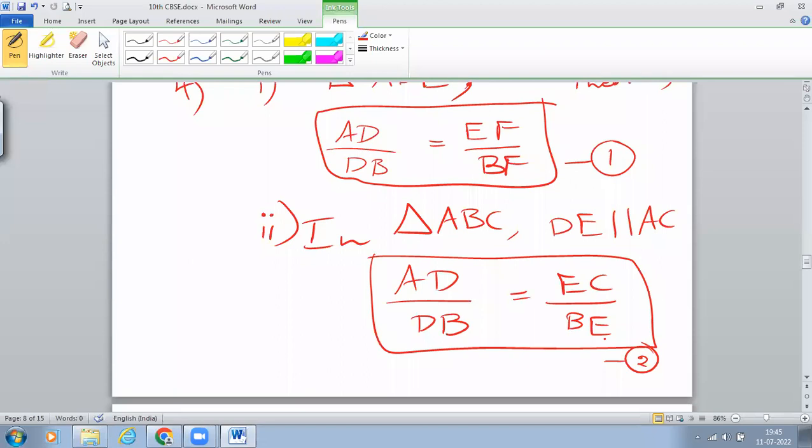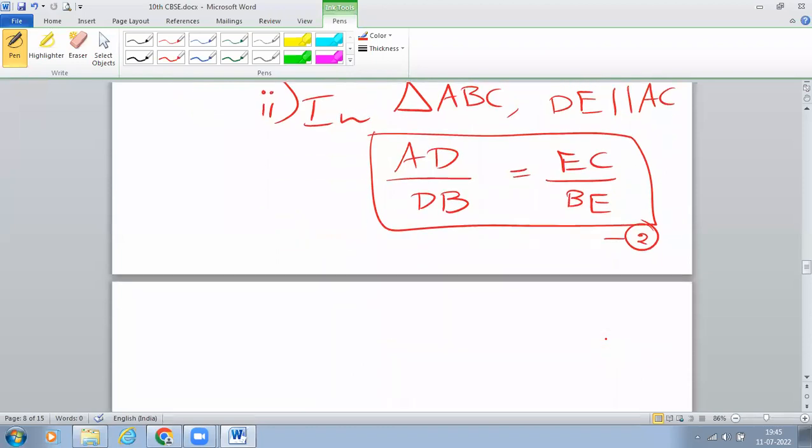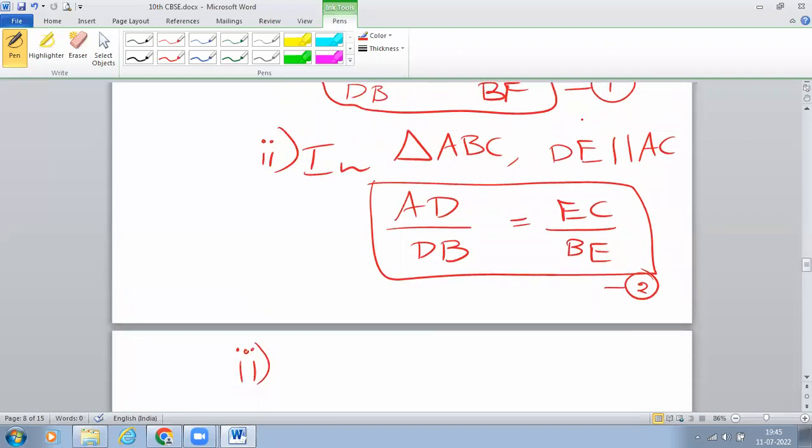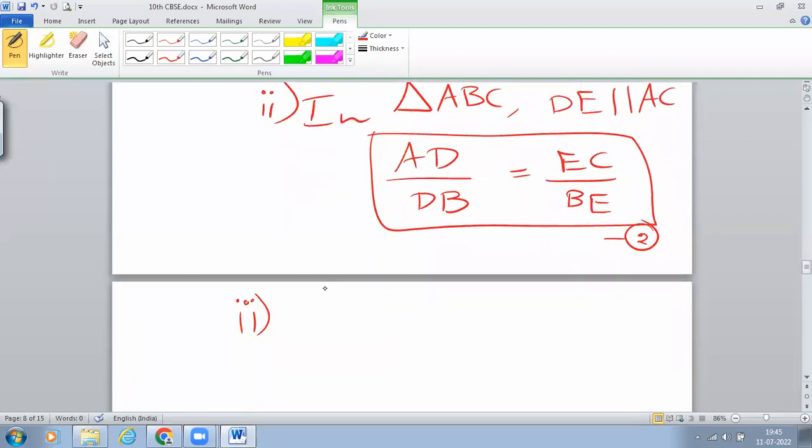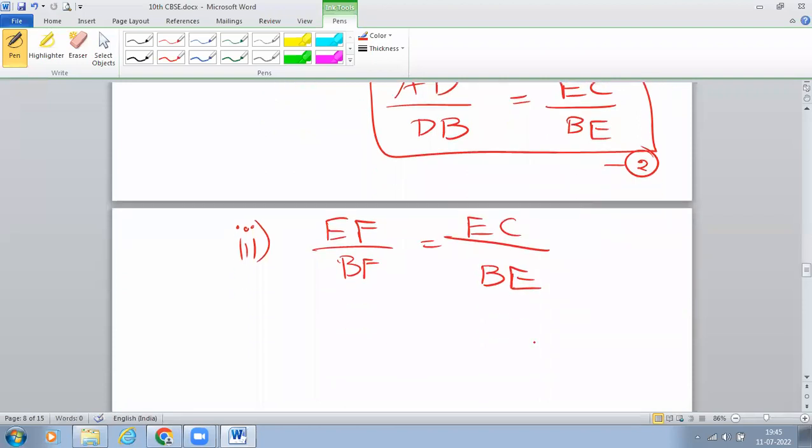This is equal because of which theorem? Thales theorem. Now using these two equations, 1 and 2, we can equate the right hand sides, because the left hand sides are the same, AD by DB and AD by DB. What is the right hand side of the first equation? EF by BF is equal to the right hand side of the second equation, EC by BE.